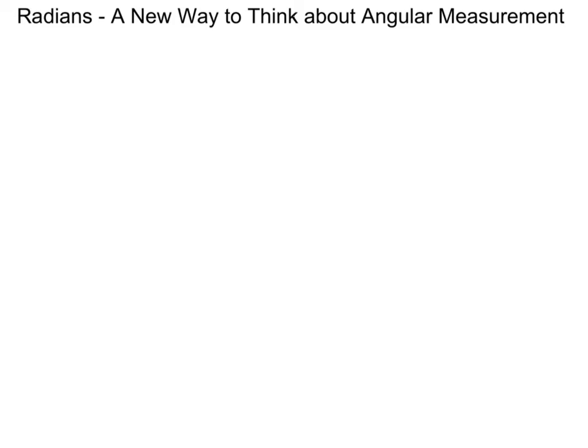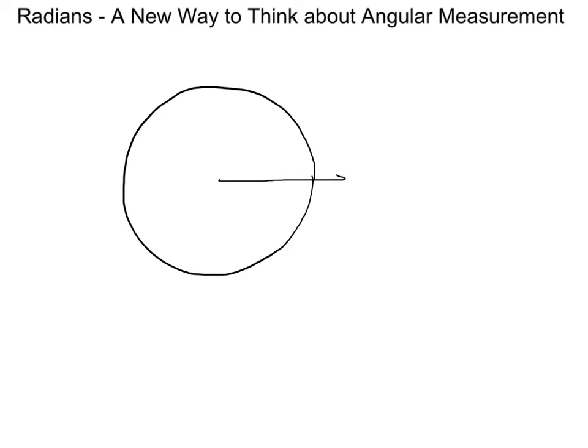Imagine a circle, and I'm going to do my best to draw a good circle. I'm really pretty proud of that one. That was pretty nice. So imagine you've got a circle. What I'm going to do for all of my angular thought is imagine that all of my angles are going to start here, which you can think of as the positive x direction. So that's where all angles are going to start.